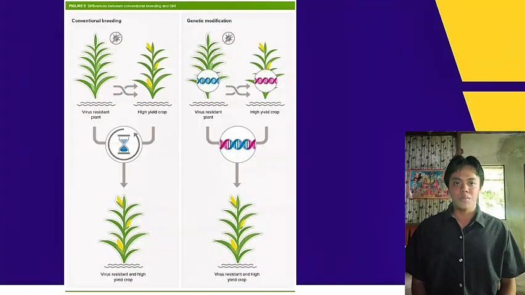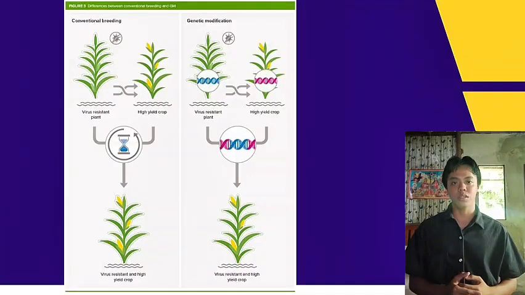In conventional breeding, you start with a virus resistant plant and a high yield crop. These are crossbred, and over time, we aim to combine both traits into a single plant. In genetic modification, we also start with a virus resistant plant and a high yield crop. However, instead of crossbreeding, we directly modify the genetic material to insert the desired traits. And the outcome, both methods can achieve the same result, a virus resistant and high yield crop.